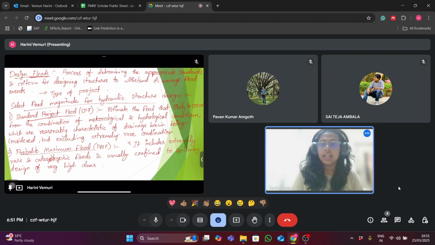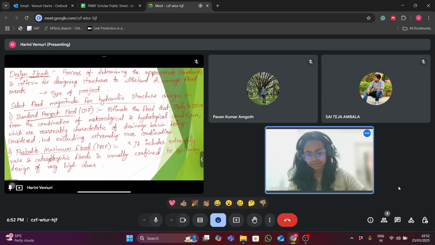Okay, is this clear? In case of SPF, we will look into different combinations of meteorological and hydrological conditions, and the maximum flood that can occur is considered as the standard project flood. But in case of probable maximum flood, we will take all these extremely rare cases or catastrophic flood events also, and using that we will define the probable maximum flood that can occur.